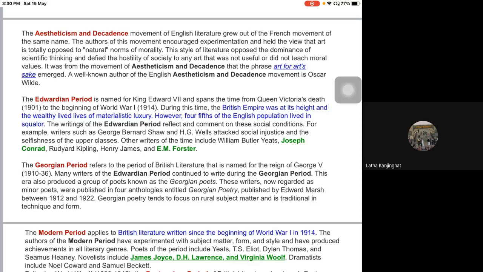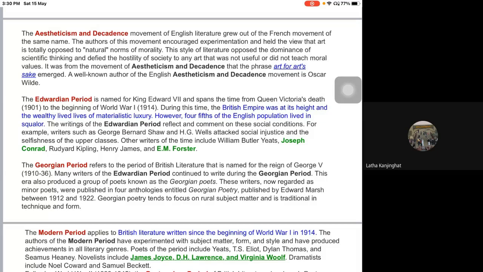So art for art's sake was born from this idea, which was part of the movement of aestheticism and decadence, which was impacted by what was happening in France, actually. And a well-known author of the English aestheticism and decadence movement is Oscar Wilde. Then after that, we come to the Edwardian period, which is the time of King Edward VII and spans the time from Queen Victoria's death in 1901 to the beginning of the First World War in 1940.